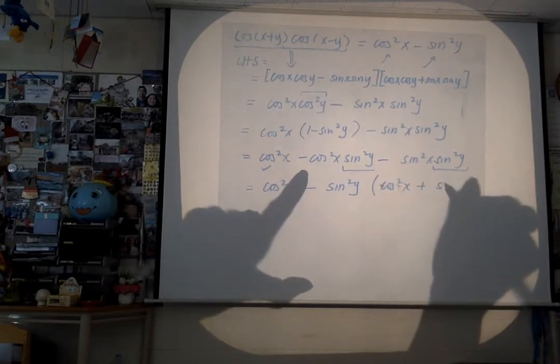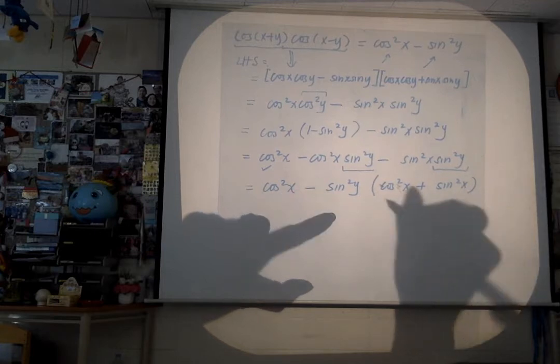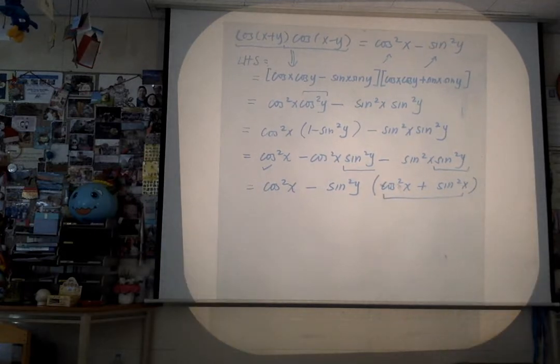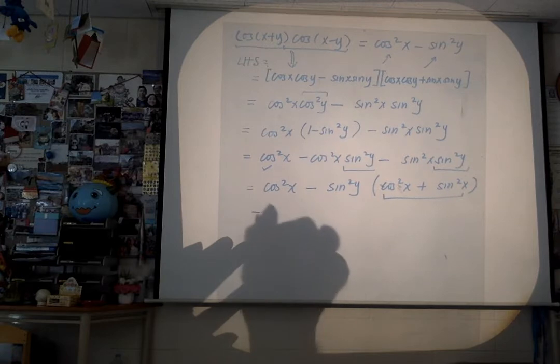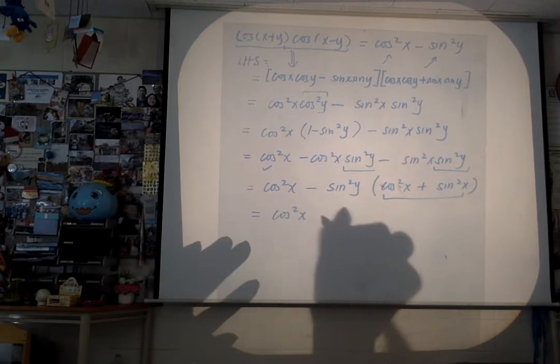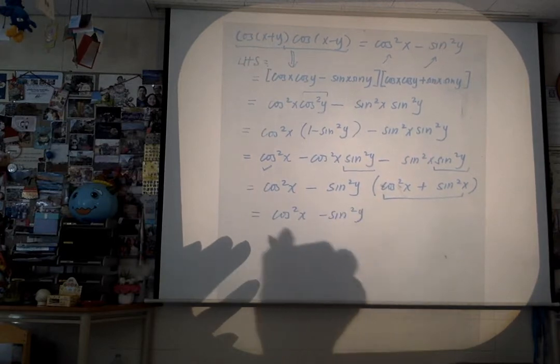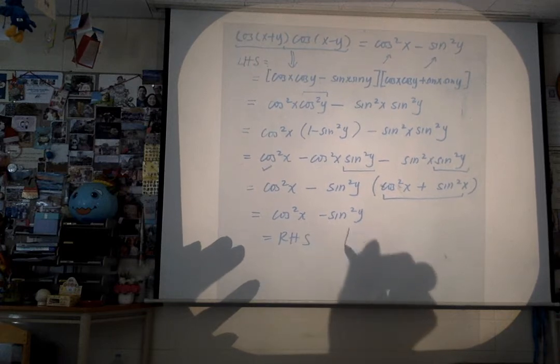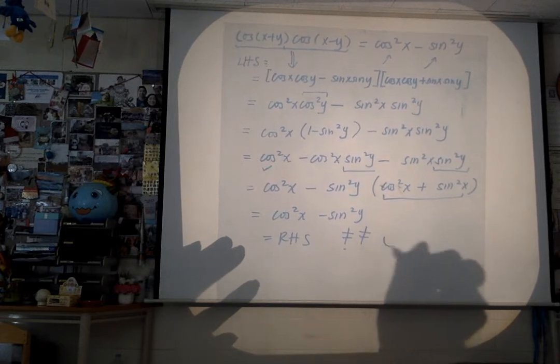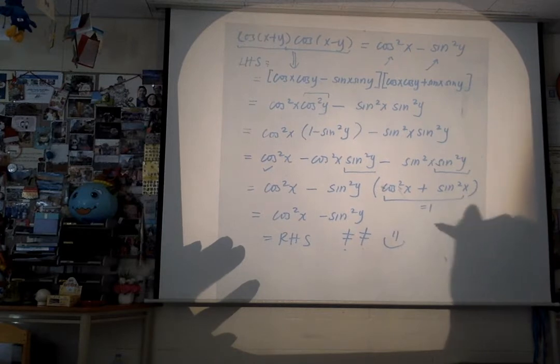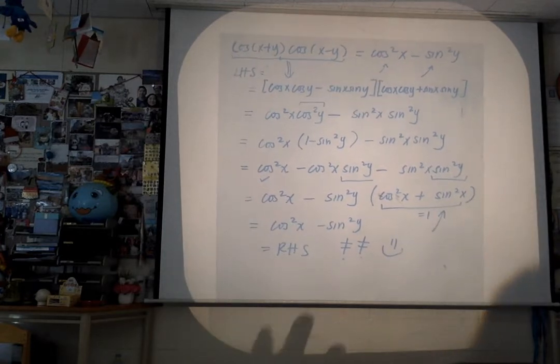Oh my god! What is this? That's 1. Exactly. So you get cosine squared x minus sine squared y. What? That's the right-hand side! Hooray! You finished, because this is 1. So you've got to look out for those. These are a little bit more advanced, but I know you can do it.